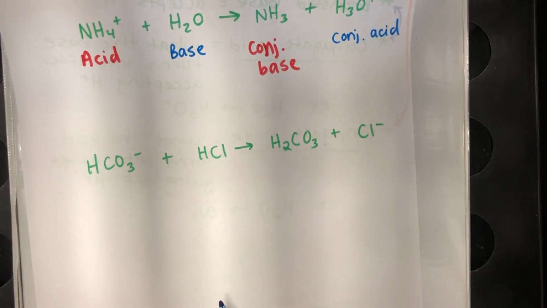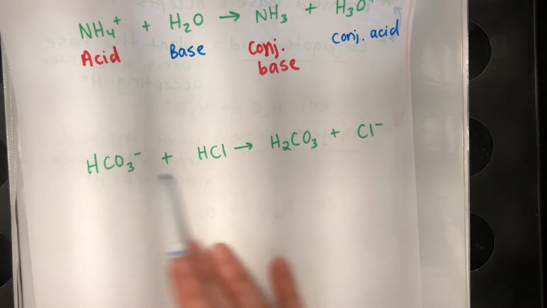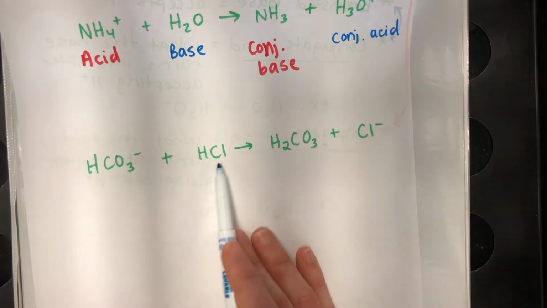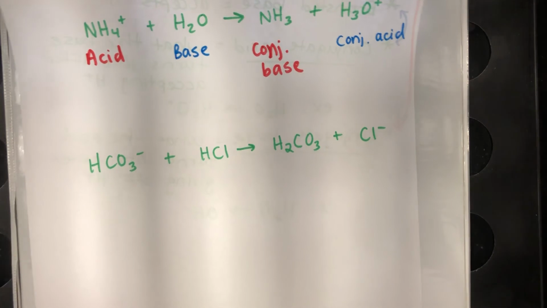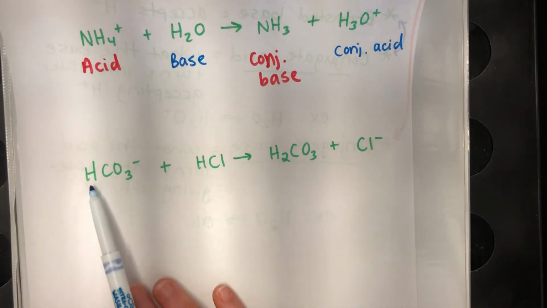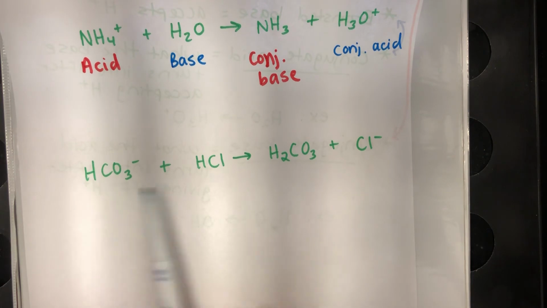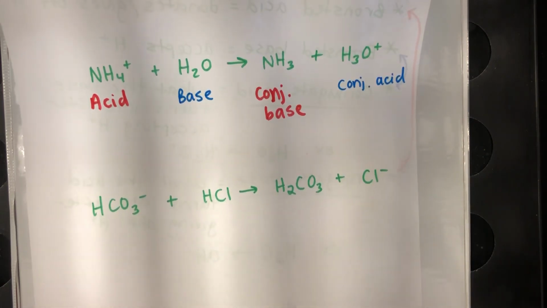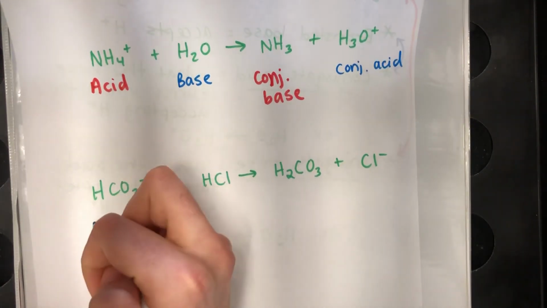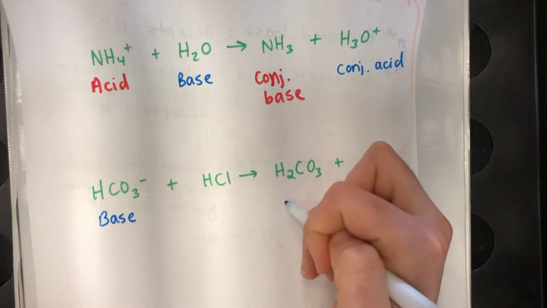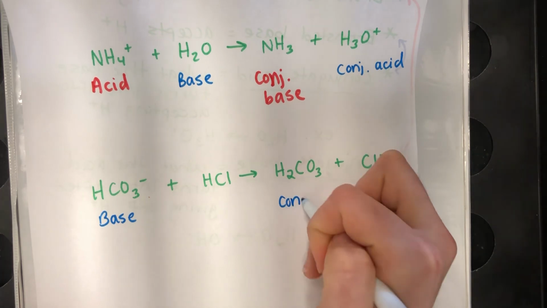Okay, so again, look for that common ion. So here I see CO3 and CO3. So those are the two substances that we're going to be comparing. And then again, HCl versus just Cl. So here, HCO3- turns into H2CO3. So think, did it gain a hydrogen or lose a hydrogen? And it gained, right? It went from 1 to 2. So if it's gaining hydrogen, this is our base. And then just remember, bases always pair with the conjugate acid.